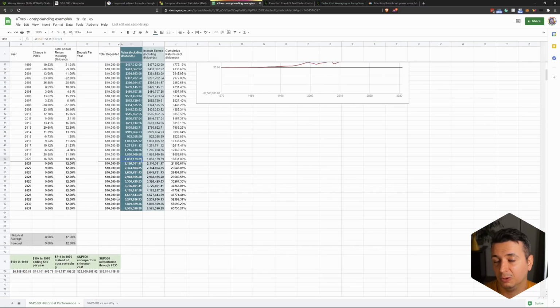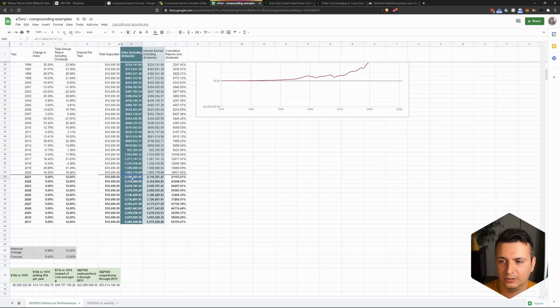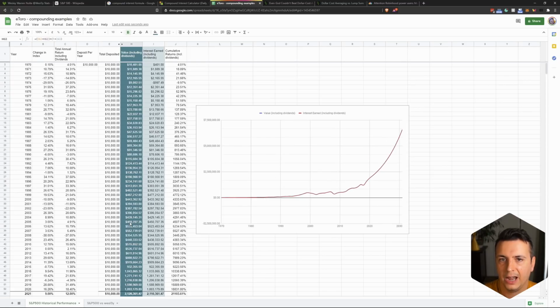But knowing what we know about compound interest, we decided, okay, the S&P 500 gives an average of 9% per year, 12% with dividends. Let's leave it in for another 10 years. And this is where the magic of compounding becomes quite apparent. It took us 50 years to go from 10 grand to 1.8 or 1.9 million, but it took us only 10 years to go from 1.9 million to 6.5. And this is because of that concept of interest on interest.